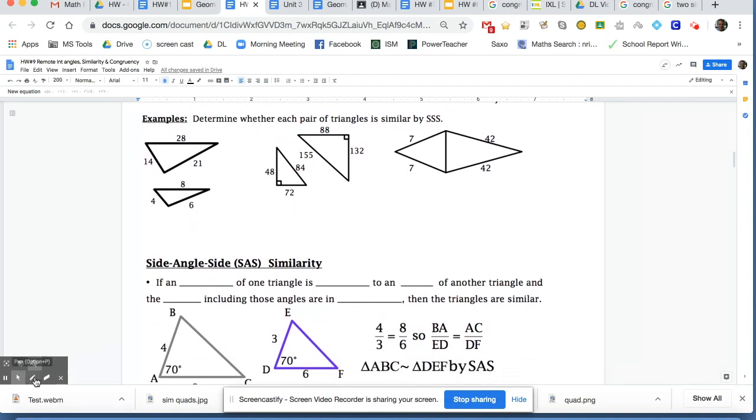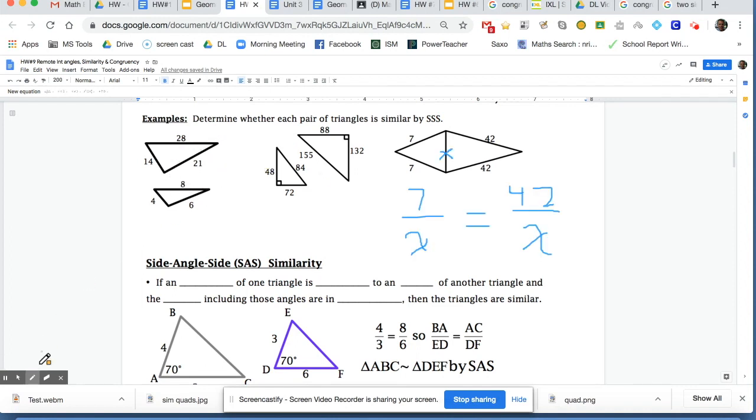So let's look at these two triangles here. If we look at 14 to 21, that would be 2/3. Then we can look at these here. That's also 2/3. These are half, that's a half. This one here is 4/3, and this is also 4/3. So we can see that those are proportional.